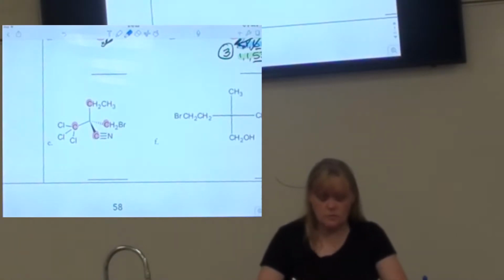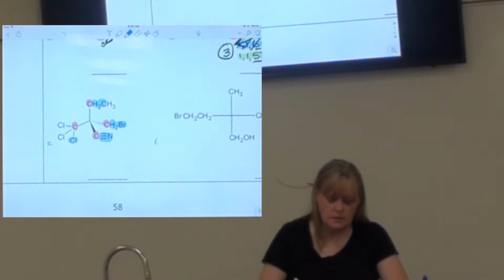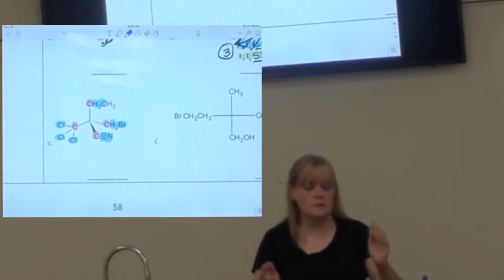What is attached to the red carbon? 2 hydrogens and a carbon here, 2 hydrogens and a bromine, 3 bonds to nitrogen, and chlorine. So those are all different. Hallelujah.